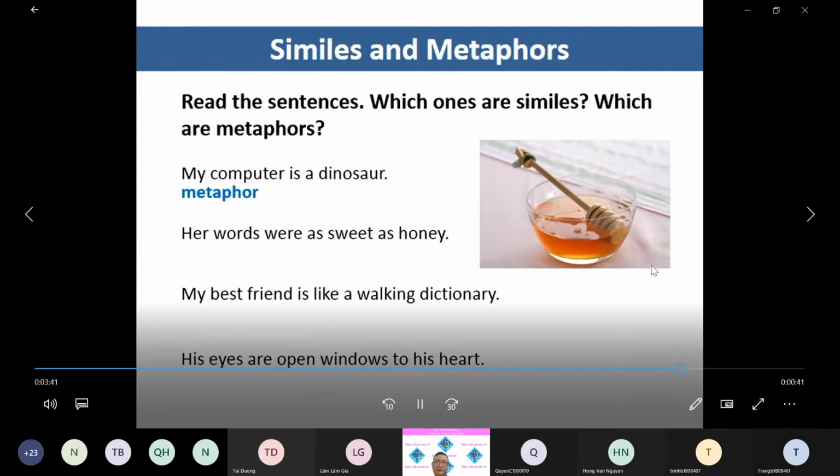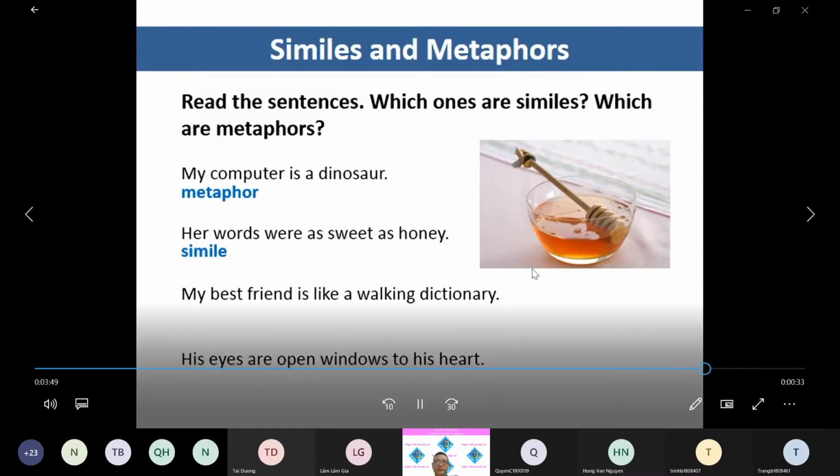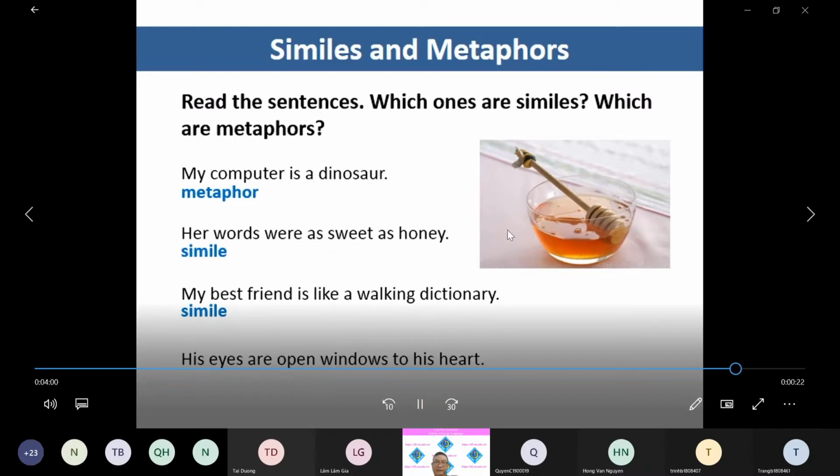This is a metaphor. Her words were as sweet as honey. This is a simile using as. My best friend is like a walking dictionary. This is a simile using like. His eyes are open windows to his heart. This is a metaphor.